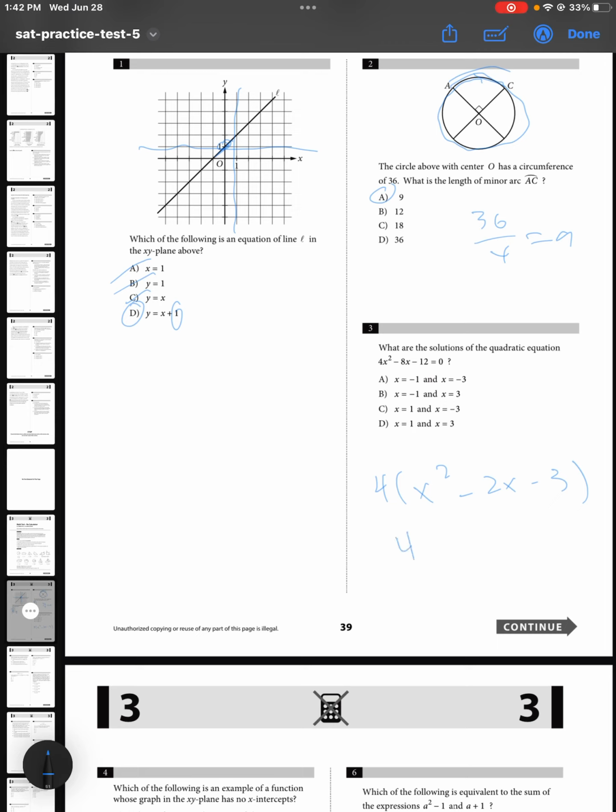Okay, so factoring that out, we get x minus 3 times x plus 1. Because we want factors of 3 to add to -2, and here we get that. So the solutions are 3 and -1. Here we go.